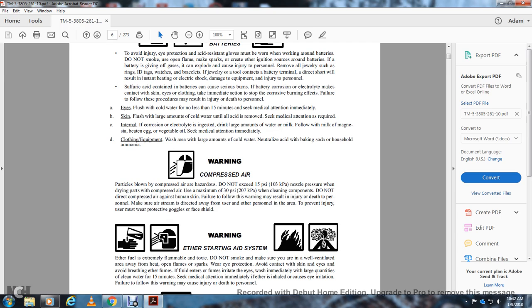Use a maximum of 30 psi when cleaning the components. Do not direct compressed air against human skin. Failure to follow this warning may result in injury or death of personnel. Keep the airstream directed away from the user and other personnel in the area. To prevent injury, you must wear protective goggles and a face shield.